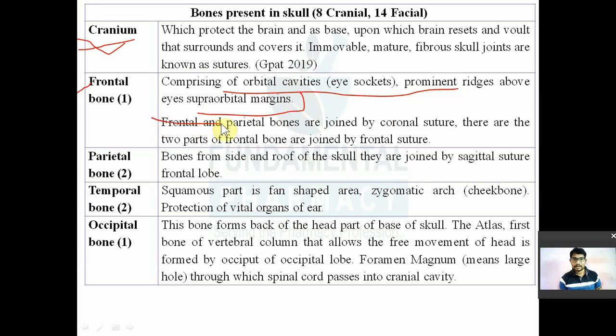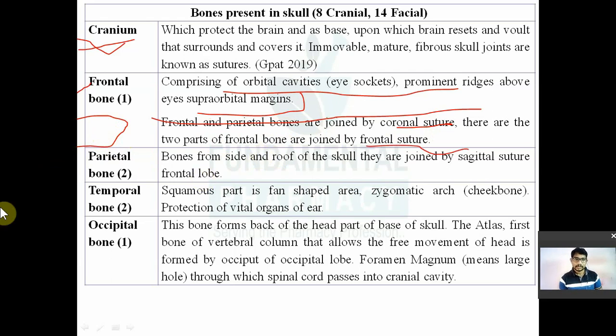Frontal and parietal bones are joined by the coronal suture. This is known as frontal. This one is known as parietal. This one is known as temporal. This one is at the side, जो occipital है, सामने वाला frontal है. Frontal के बाद में parietal, उसके बाद में temporal, और उसके साइड में आता है आपका occipital. Remember, frontal and parietal bones are joined by the coronal suture. There are 2 parts of the frontal bone. They are joined together by the frontal suture. The bone itself is 2-part, and they are joined by the frontal suture.